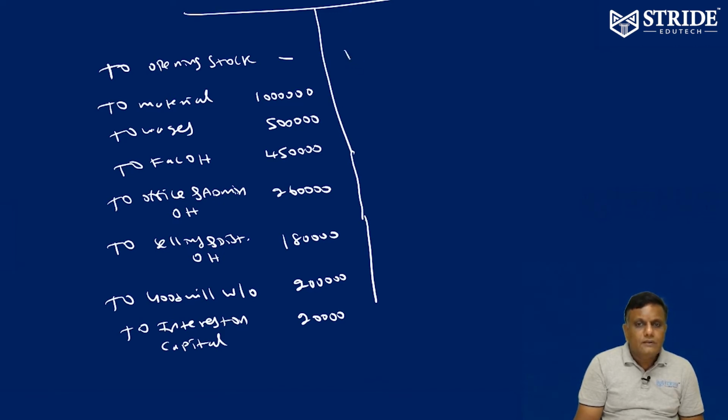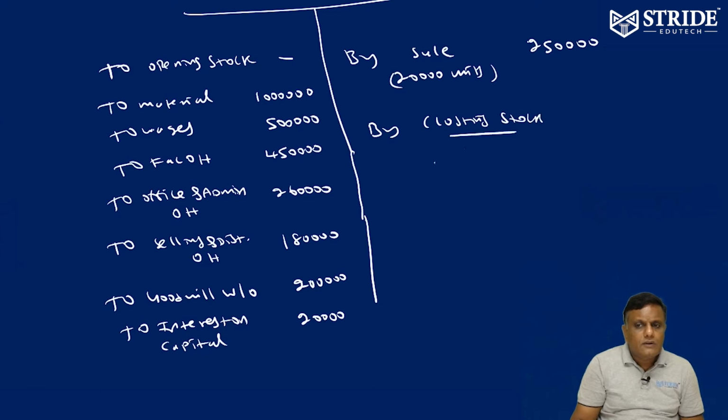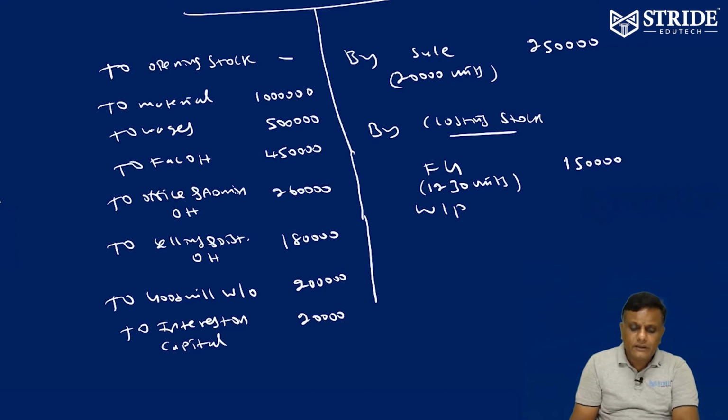Next, by sales, we sold 20,000 units, given as 25 lakhs. By closing stock: finished goods 1,230 units, 1.5 lakhs given, and WIP 70,000 given.